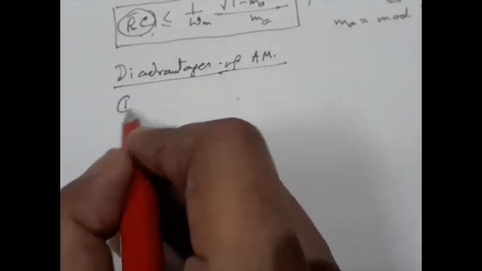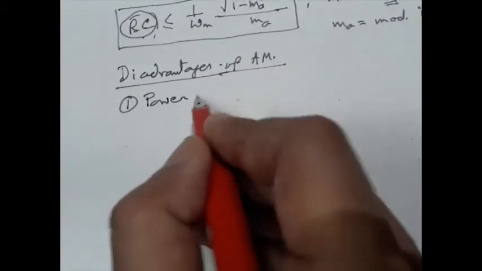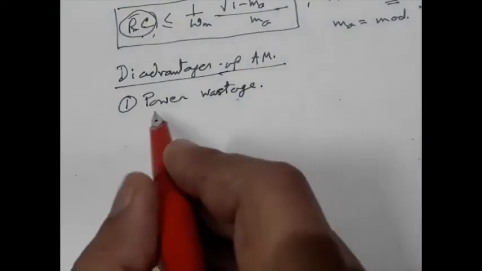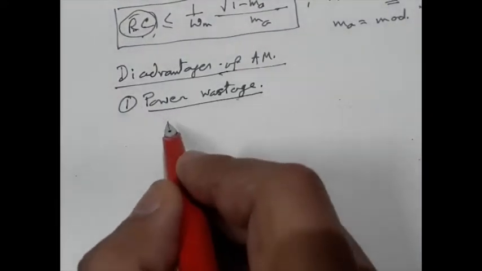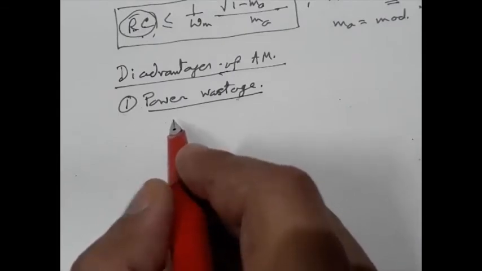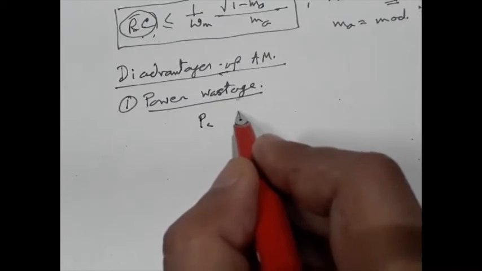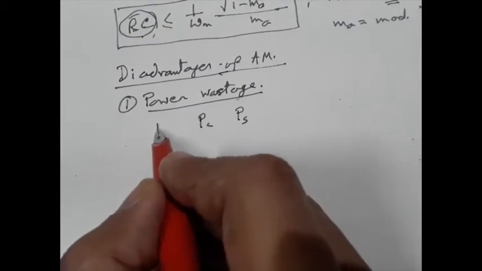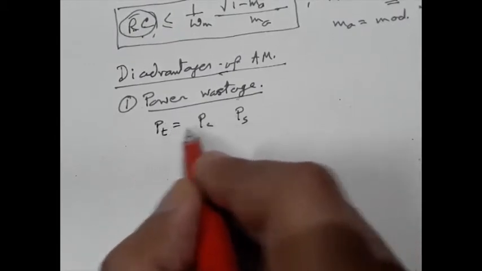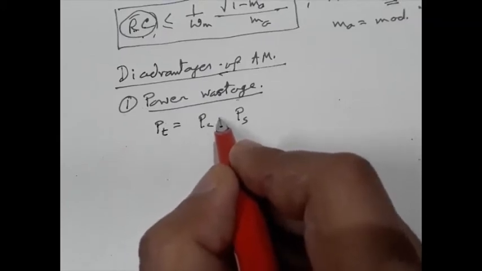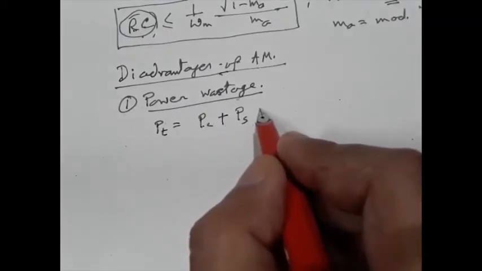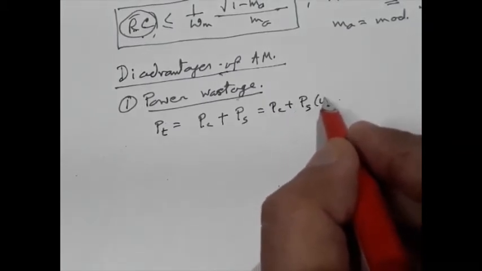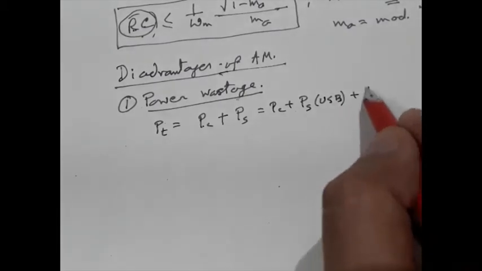First disadvantage is the power wastage. When we analyze this power, we determine the carrier power, we determine the sideband power, upper sideband, lower sideband power, and also we determine the total power. And we have seen that the total power is the carrier power plus sideband power. Not only that, sideband power actually consists of the upper sideband and lower sideband.